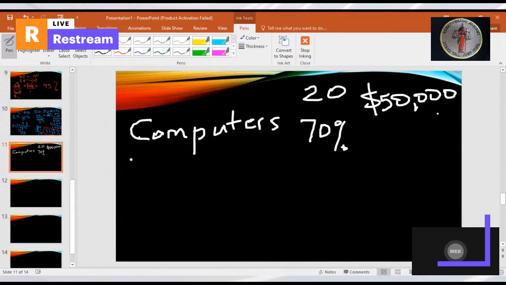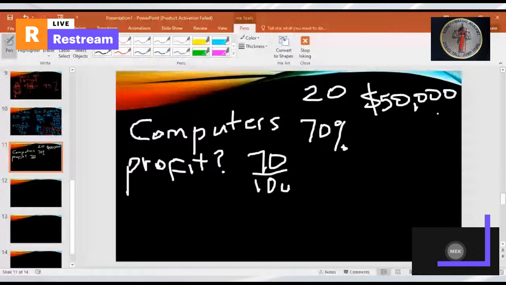So what we're going to do then, we first need to work out what is the profit. So since it was at 70% profit, we need to find out 70% of $50,000. So that would be 70 times.